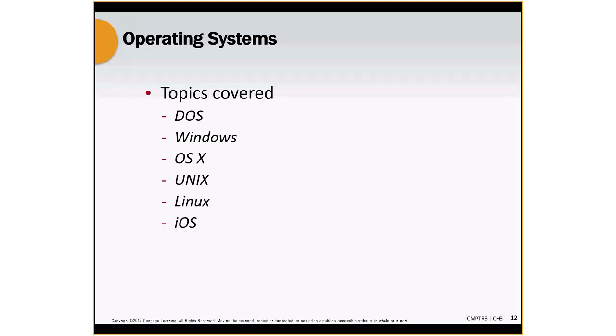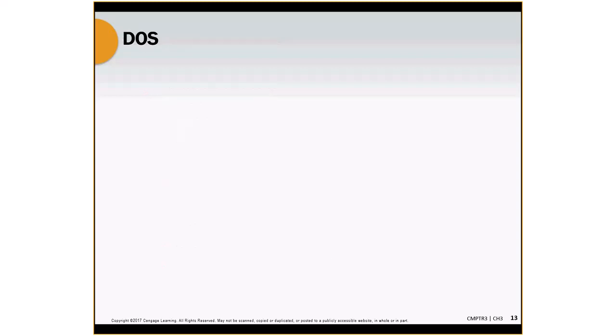So I wanted to continue on the topics that we have been discussing for our chapter number 3. The topics that we will cover are DOS, Windows, OS X, Unix, Linux, iOS, Android, and then operating systems for larger computers. All right, so we're going to talk about these operating systems.